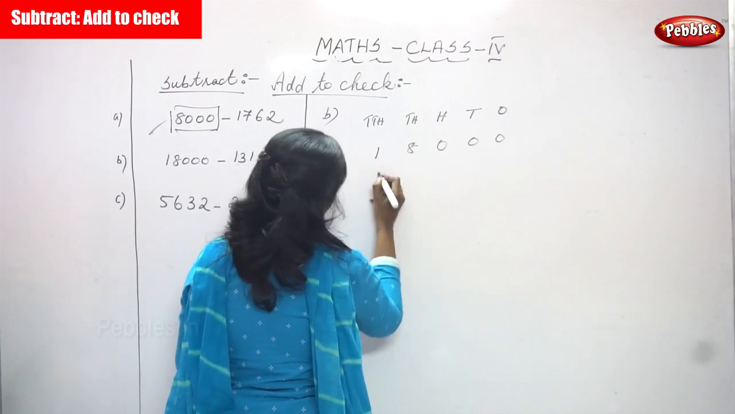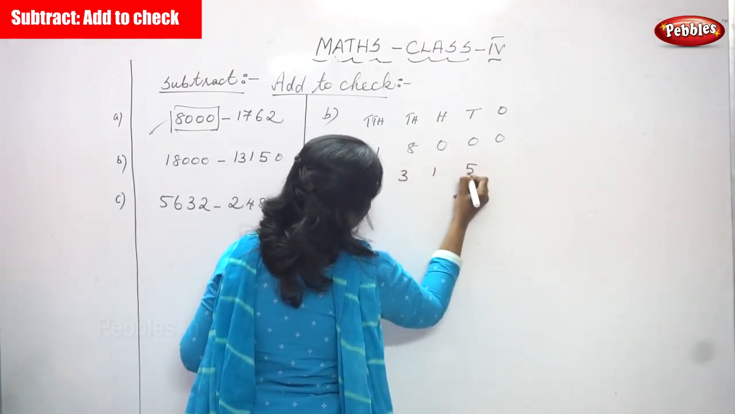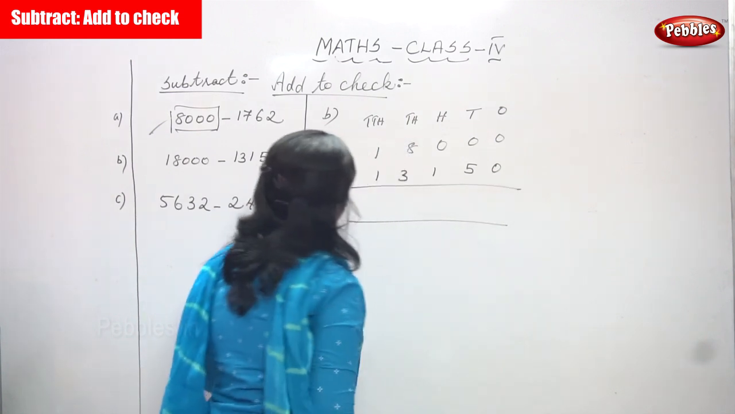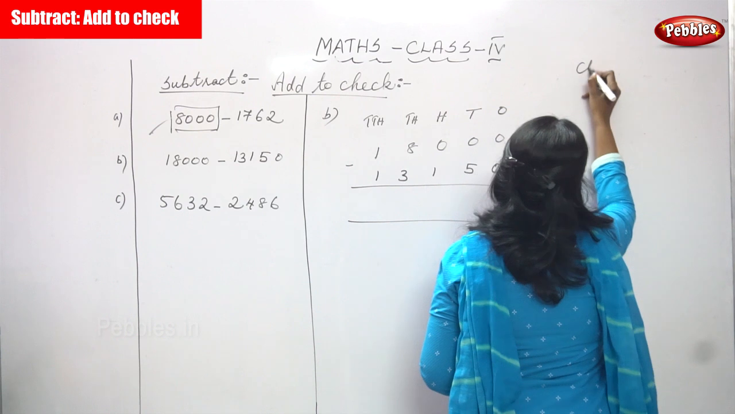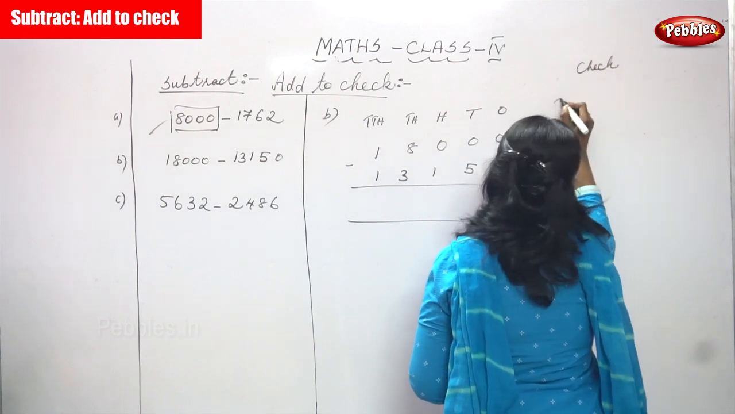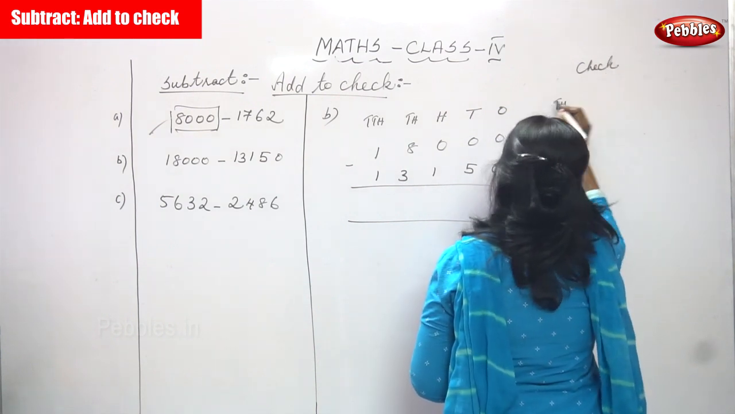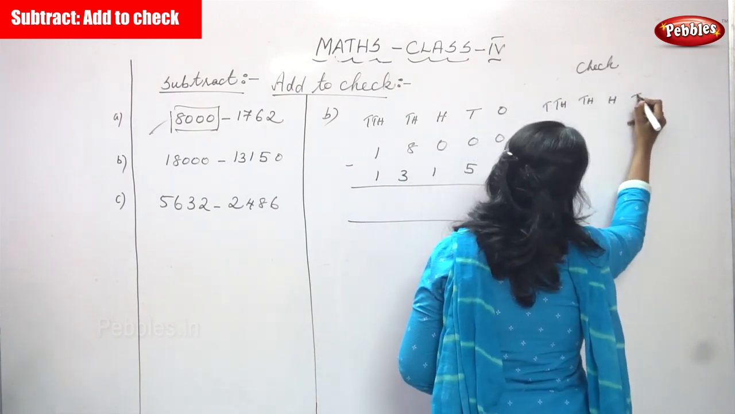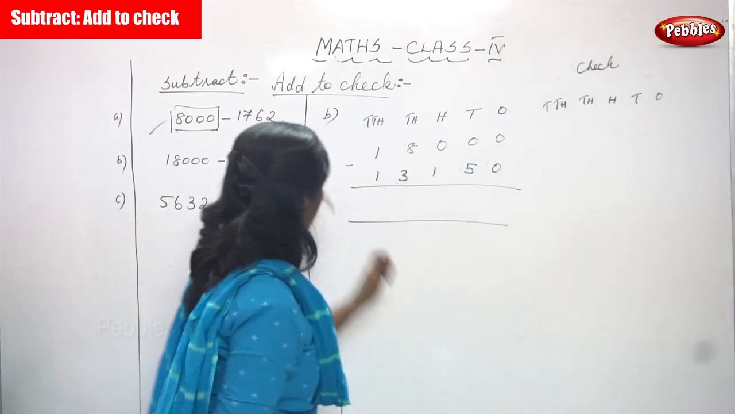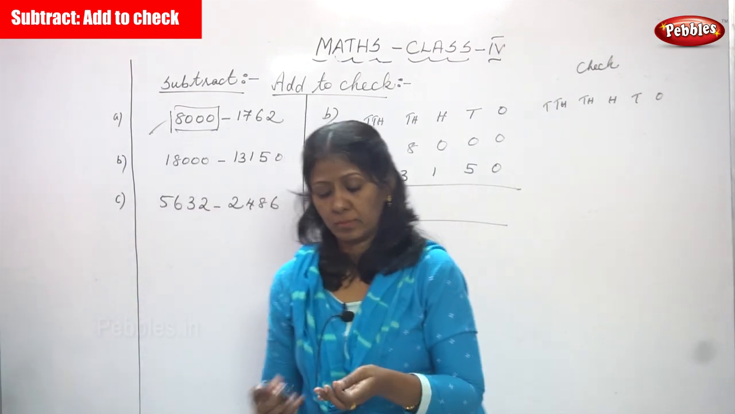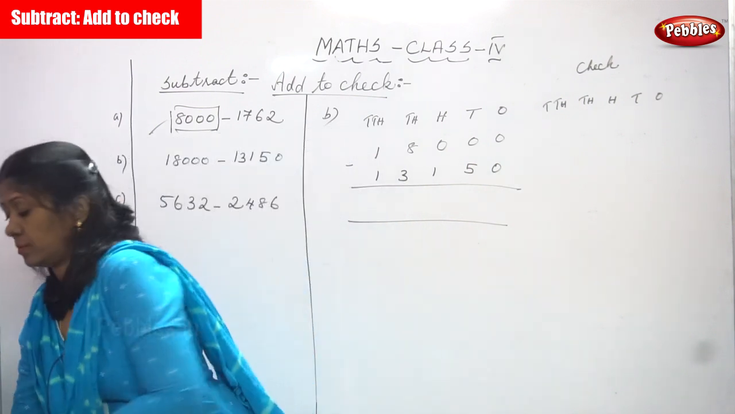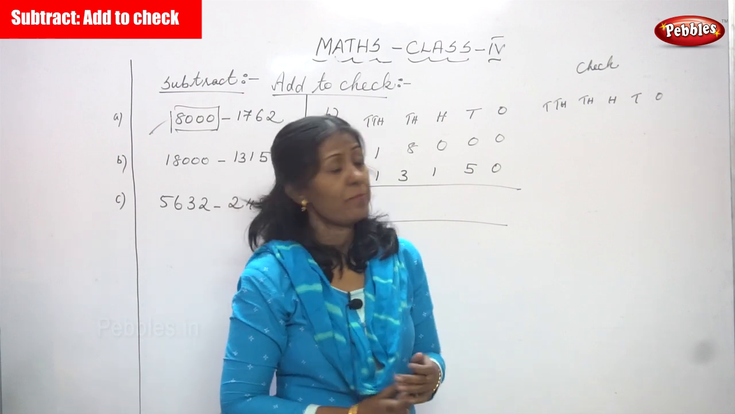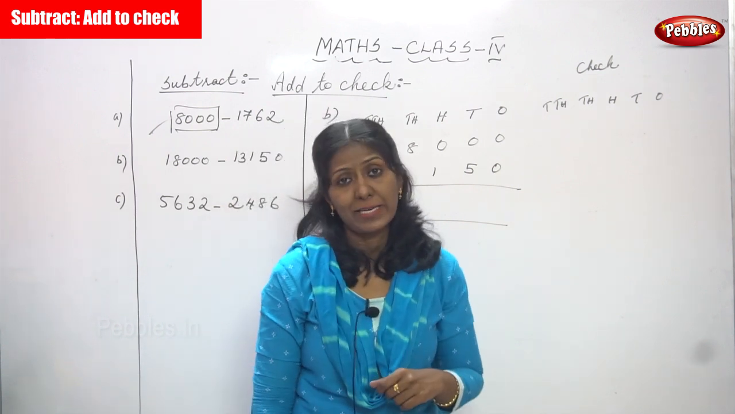$18,000, then okay. Now we are going to do the sum. So now we are going to do the second sum, that is 18,000 minus 13,150.